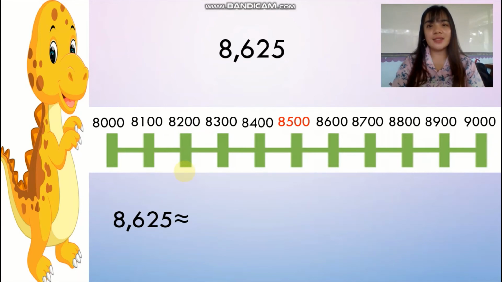How about 8,625? 8,625 is here. So we have here 8,600. So where are we going to round it off? Are we going back to 8,000 or are we going to 9,000? So 8,625 is approximately equal to 9,000. We're going to round it off to 9,000.